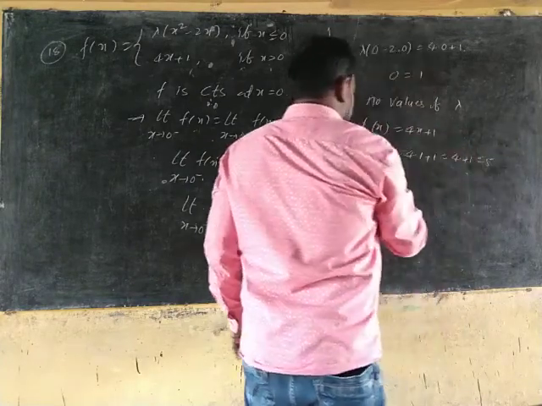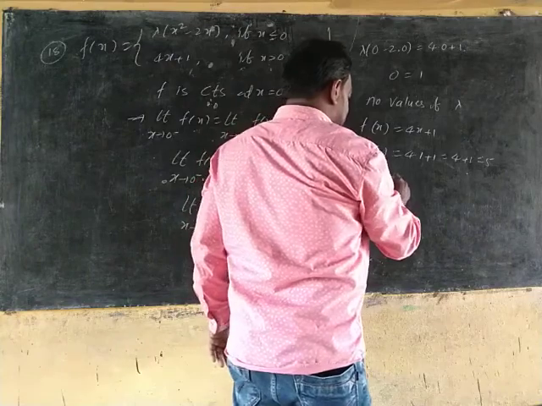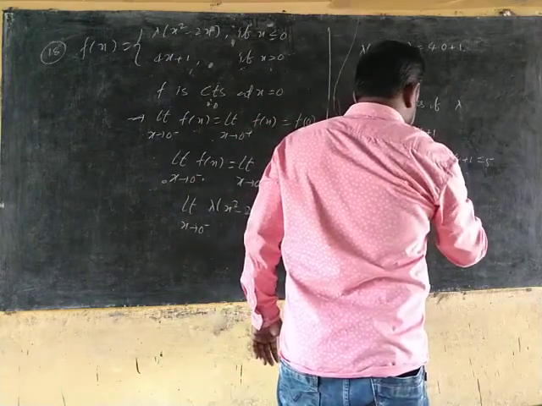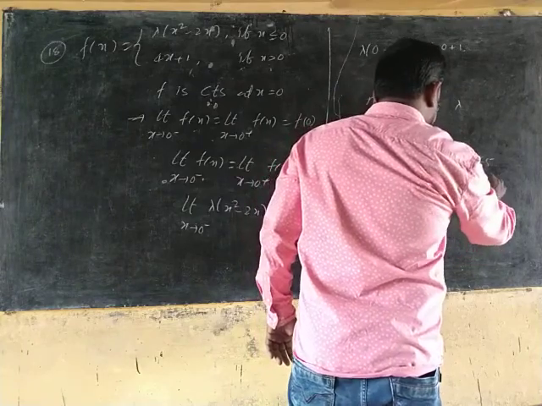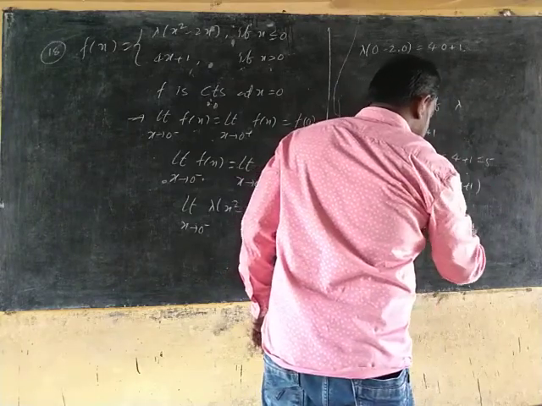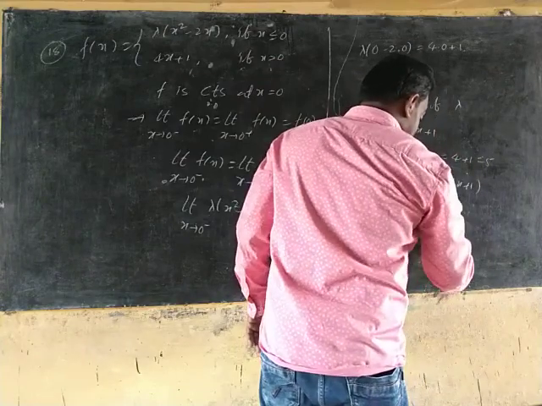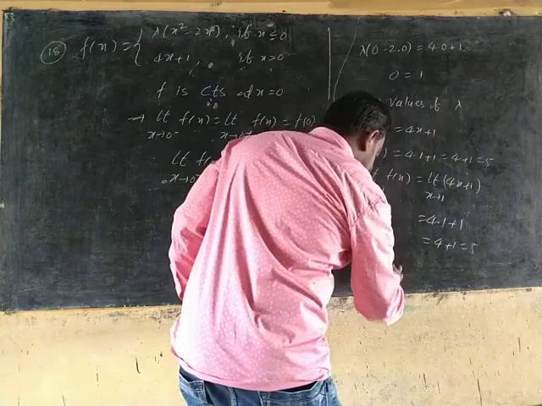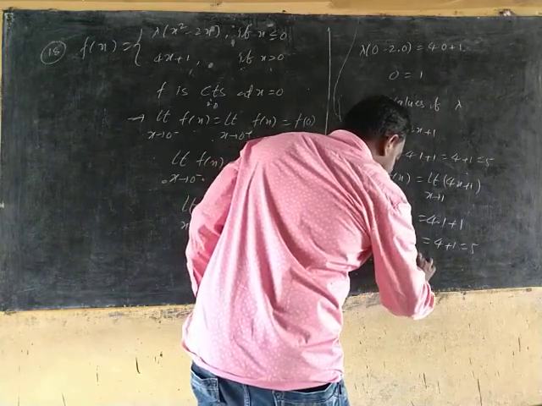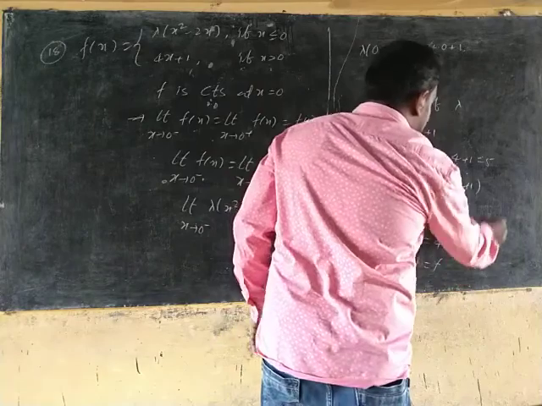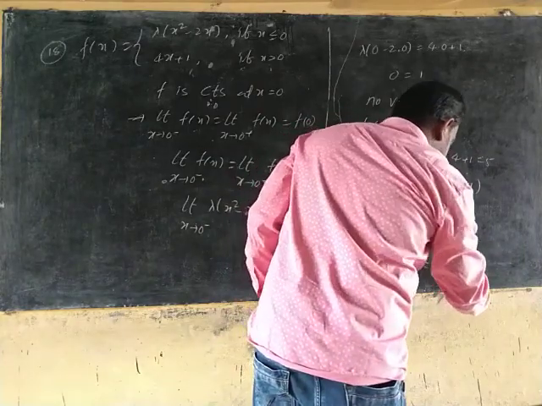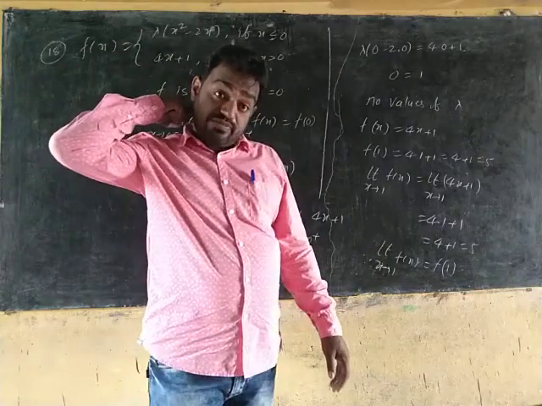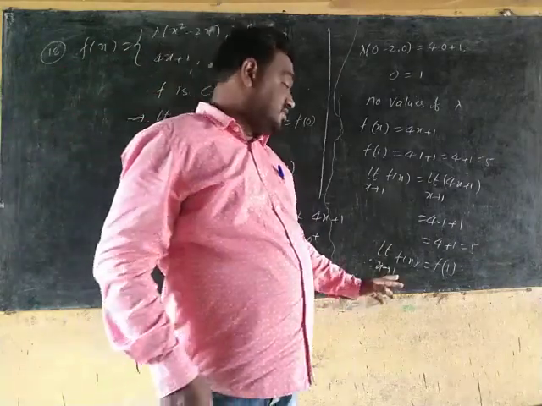equals 5. You find the limit as x tends to 1 of f of x equals the limit as x tends to 1 of 4x plus 1. You substitute x equals 1, 4 into 1 plus 1. So 4 plus 1 equals 5. So the limit as x tends to 1 of f of x equals 5, which equals f of 1. So therefore f of x is continuous at x equals 1.